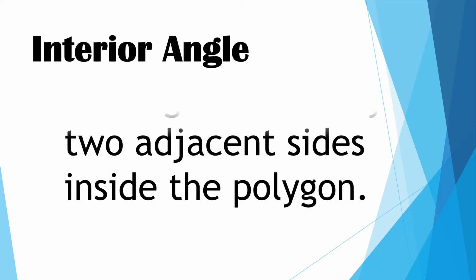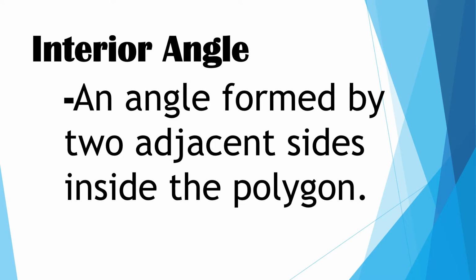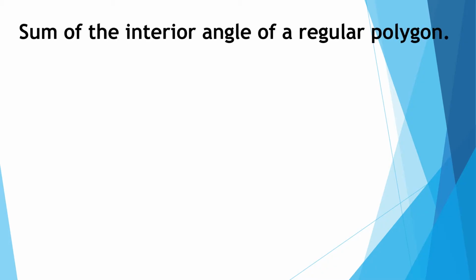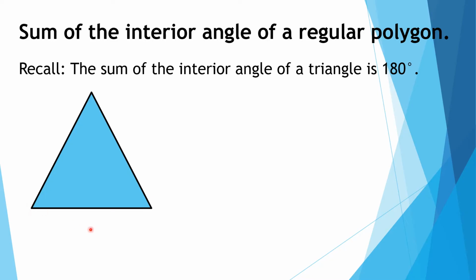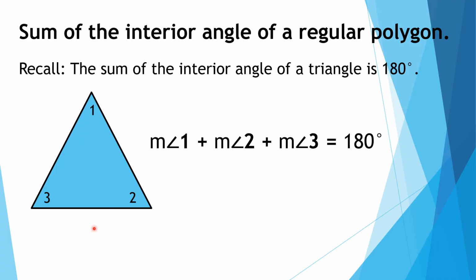Interior angle: an angle formed by two adjacent sides inside the polygon. Sum of the interior angles of a regular polygon. Let us recall that the sum of the interior angles of a triangle is 180 degrees. We have here a triangle, angle 1, angle 2, and angle 3. Measure of angle 1 plus measure of angle 2 plus measure of angle 3 is equal to 180 degrees.